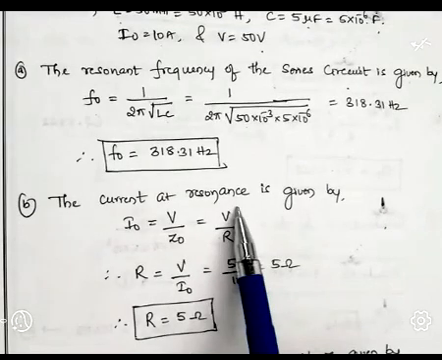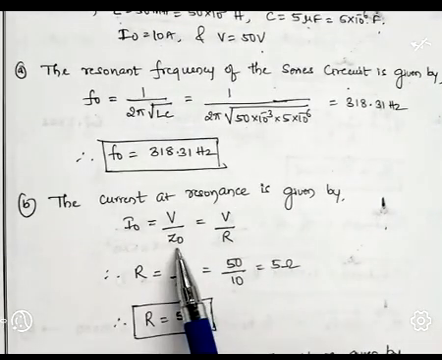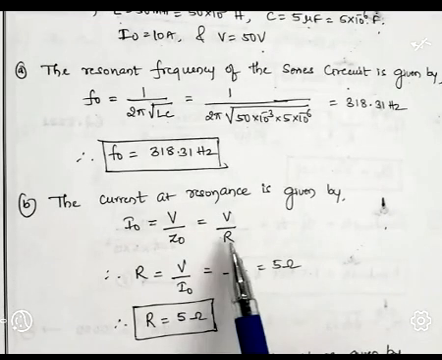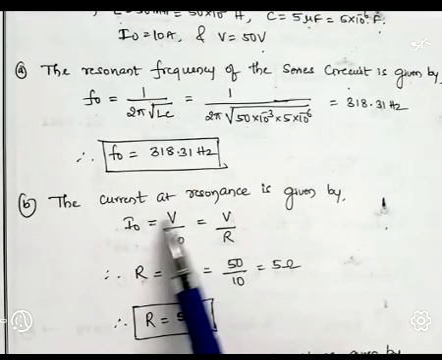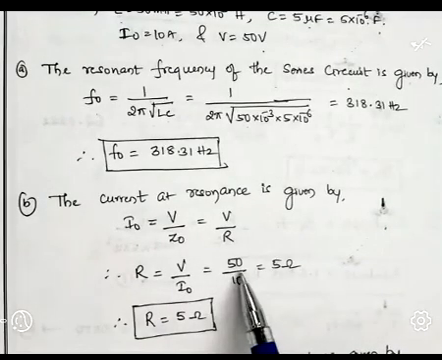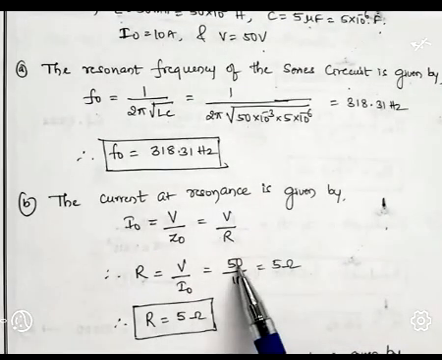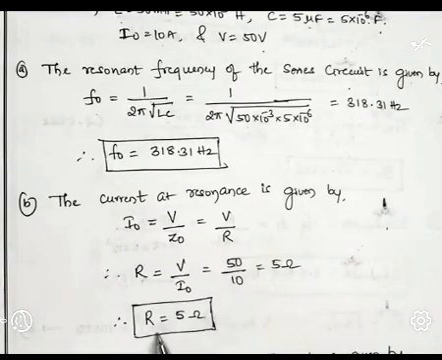The current at resonance is the maximum current, I naught equals V by Z naught, that is V by R. Hence, R equals V by I naught. V is 50 and I naught is 10, so R equals 50 divided by 10, which is 5. Resistance equals 5 ohms.